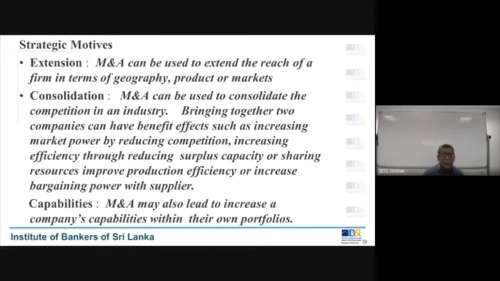Merger and acquisition can be used to extend the reach of the firms in terms of geography, products, or market. If you want to improve your business, say your bank wants to improve its business, you can open branches in other countries, or you can take over other banks. For example, suppose the Sri Lanka Development Bank had some branches. So those branches can be used by RDA. That's the extension. So merging and acquisition can be used to extend the reach of firms in terms of geography or in terms of their production. The first motive is extension, to expand their business.